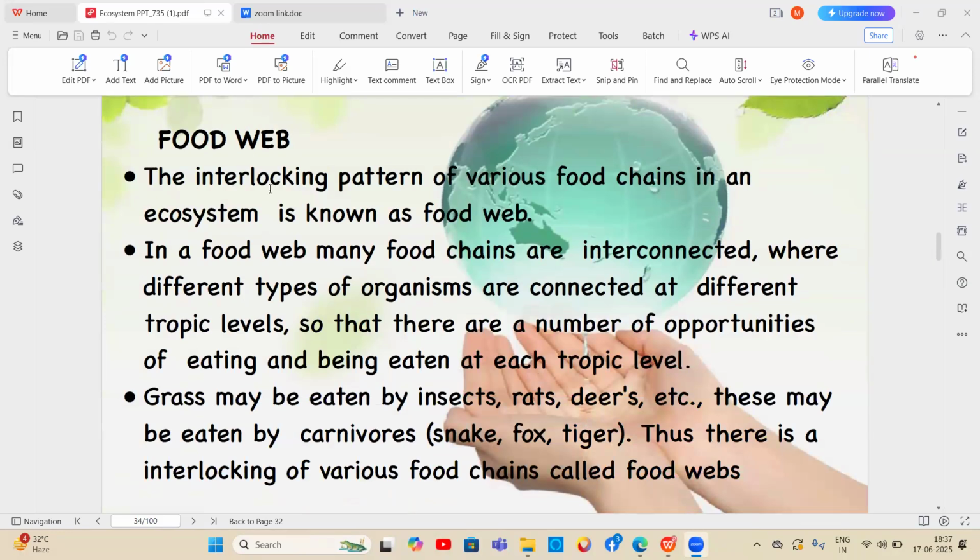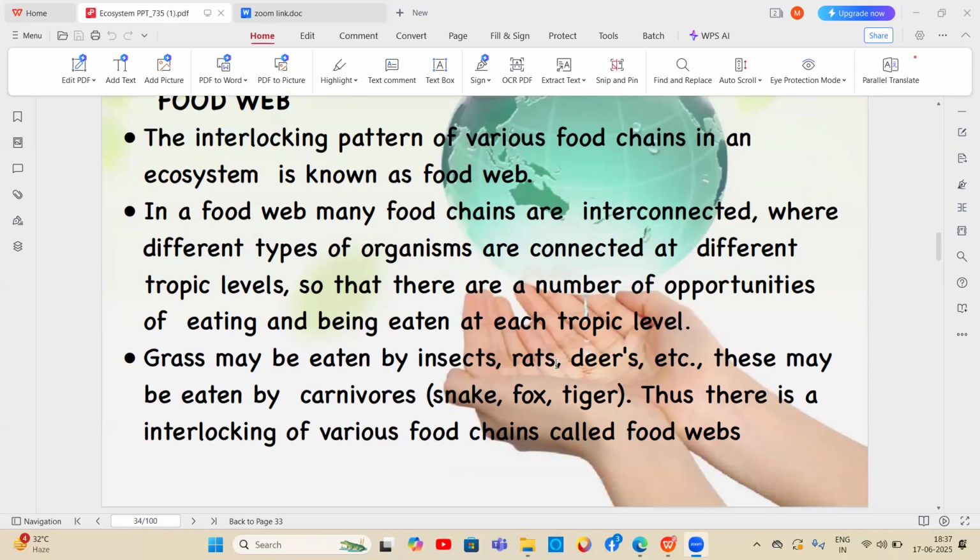So next one is the food web. That is the interlocking pattern of various food chains in an ecosystem, which is called a food web. Many food chains are interconnected with each other, where different types of organisms are connected at different trophic levels. So there are a number of opportunities for eating and being eaten at each trophic level. Grass may be eaten by insects or rats or deer, and these may again be eaten by carnivores like snakes, fox, or tiger. Thus, there is an interlocking of various food chains, which is called the food web.